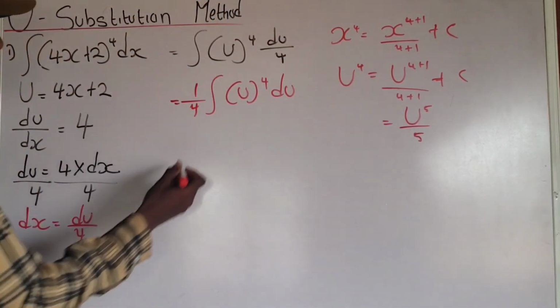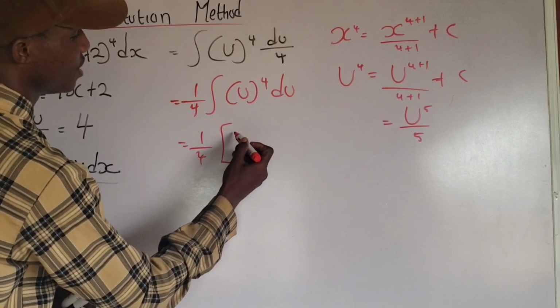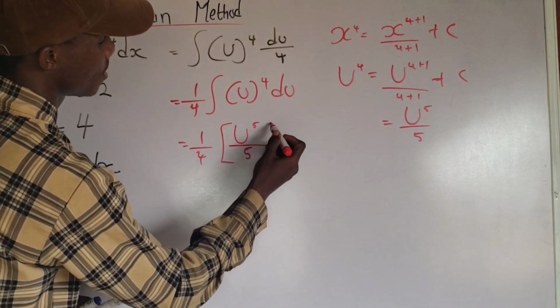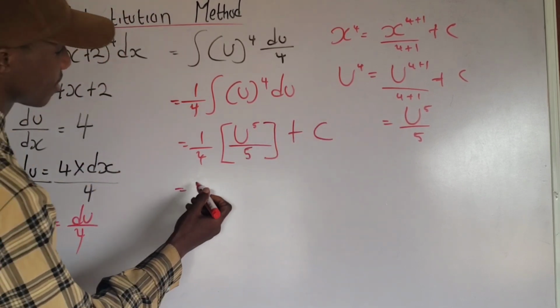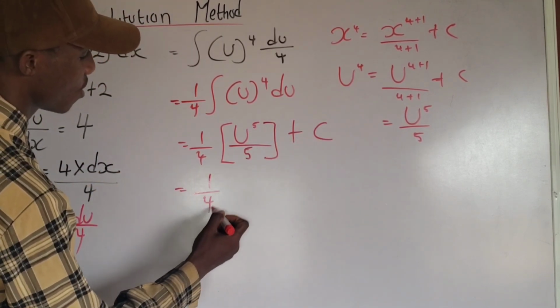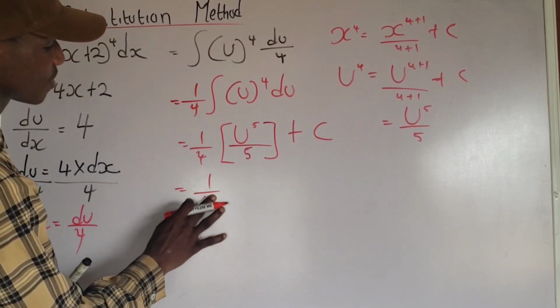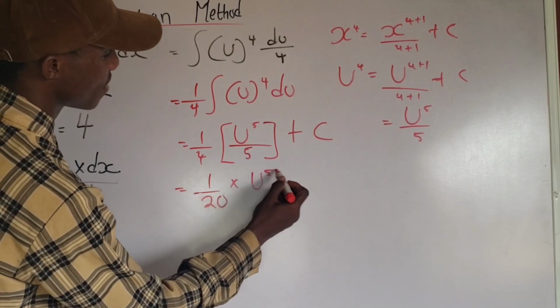So, for this, I'm going to have 1/4 multiplied by u^5/5 plus c. Okay, now this 5 will multiply this 4. So, I'm going to have 1/20 multiplied by u^5 plus c.